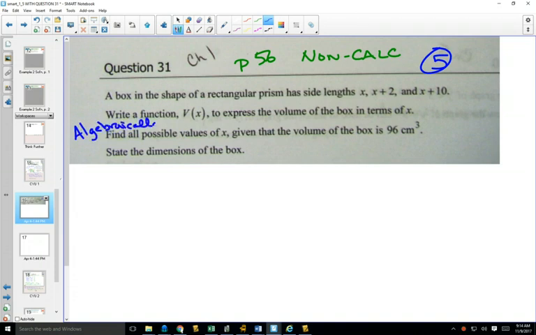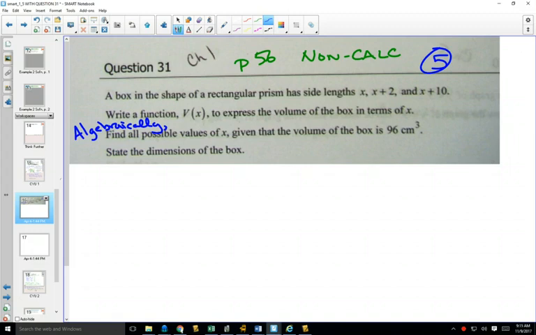Sometimes you'll see the word algebraically added so that you don't just guess and check and figure out what the answer is through that method. Okay? The reason they don't want you to just guess and check is because they want you to find all possible values of x. And if you're guessing and checking, you may find a possible value of x, but you don't know for sure if you found them all. So an algebraic method lets you find them all and know that that's the only answer that's possible.